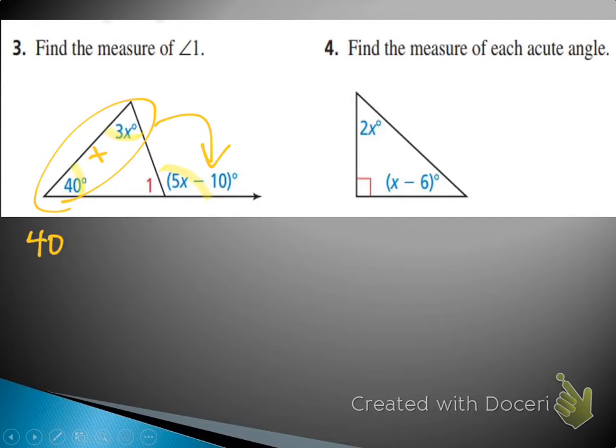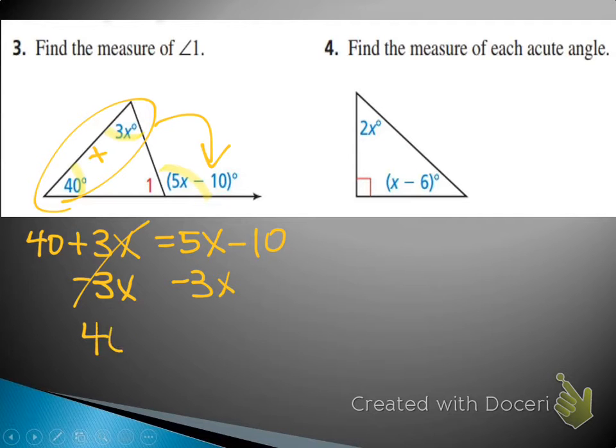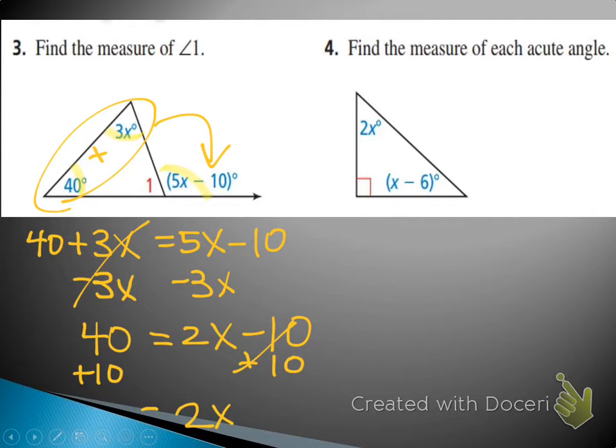40 plus 3x will equal 5x minus 10. Move the smaller x, which is 3x. What's 5x minus 3x? 2x. Minus 10. What do I do next? Move the 10. I'm going to add it. 2x equals 50. Divide by 2. And x equals 25.